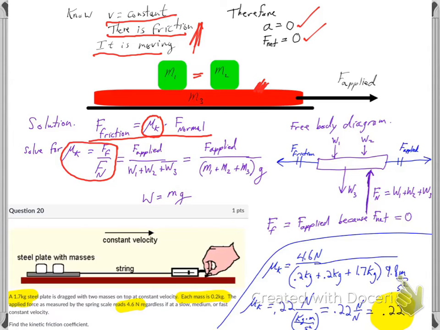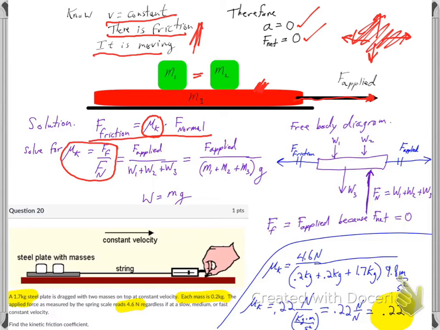We now know the acceleration is 0 and the net force is 0. So if the net force is 0, that means if there's a force upwards, there must be a force down to balance it out. If there's a force to the right, there must be a force to the left to balance it out. That way the sum of all the forces equals 0. Okay? So let's take a look at this. We see there's a force applied right here, pulling it to the right.